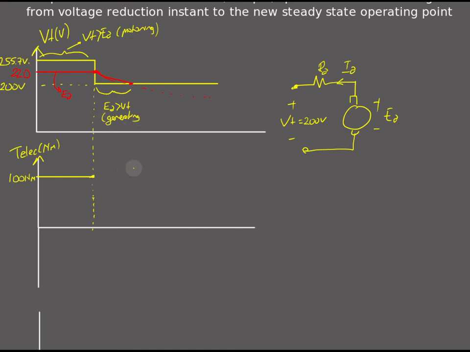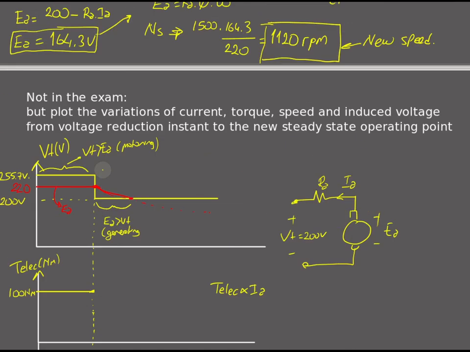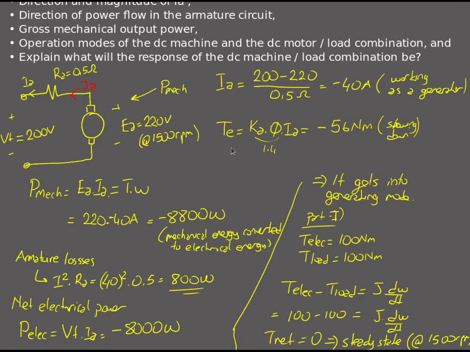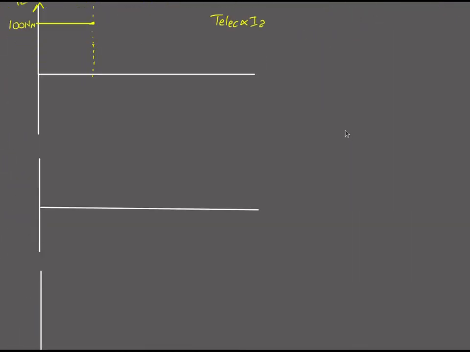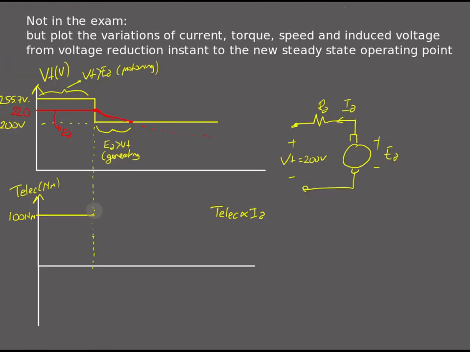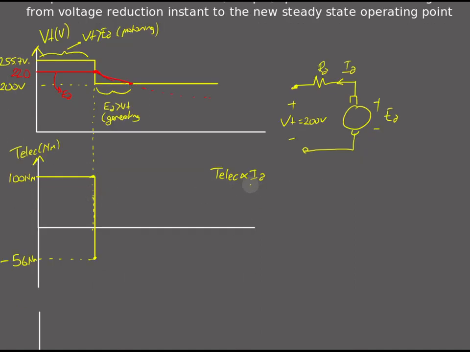Remember here, T electrical is proportional to current, right? So it was producing 100 Newton meters, but at that instant, what was the value? The current dropped to minus 40 amps, and therefore, being proportional with 1.4, it dropped to minus 56 Newton meters. So from 100 Newton meters it will drop to minus 56 Newton meters. From now on, torque will be proportional to current.